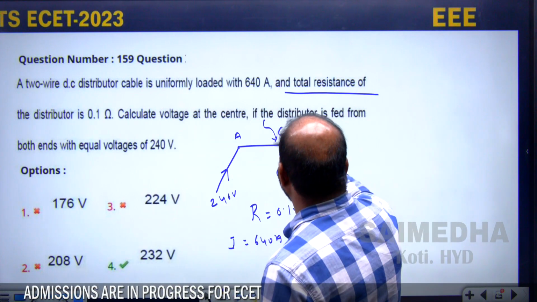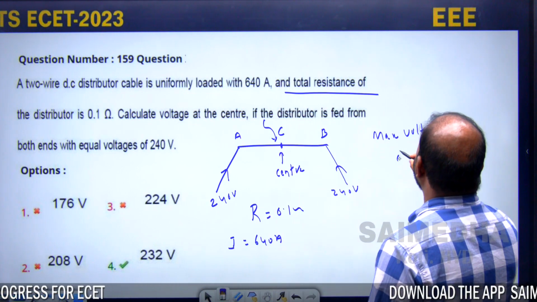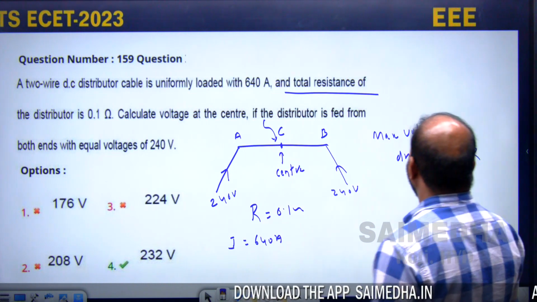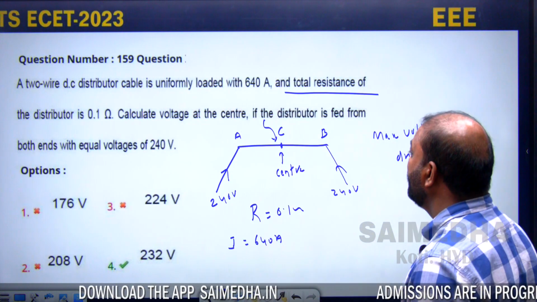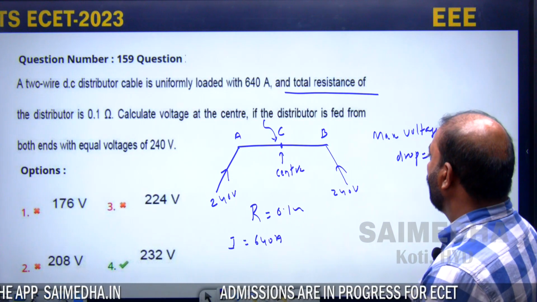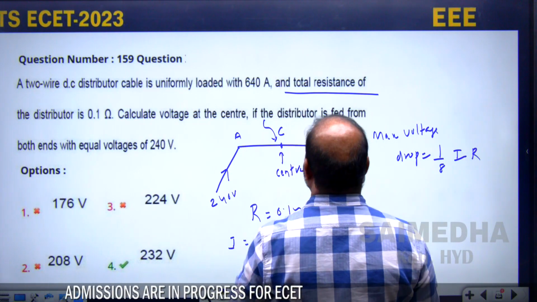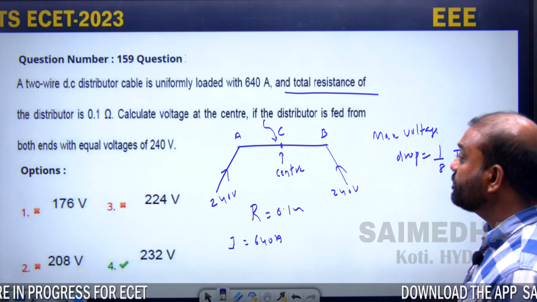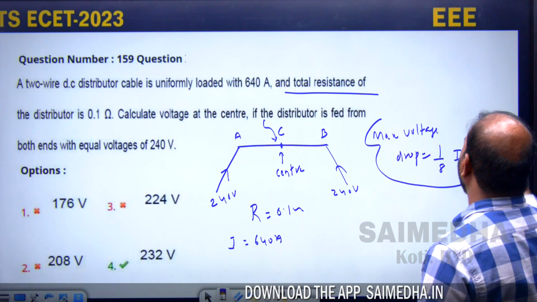Actually, at center maximum voltage drop occurs. What about the maximum voltage drop here? See, maximum voltage drop is given by 1/8 into I into R. Why? Because this is the case where the distributor is fed with equal voltage at both ends, also with uniform loading. For example, if the distributor is fed at only one end with uniform loading, in that case the maximum voltage drop will be 1/2 into IR. But here it is fed at both ends with uniform loading. That's why I am going to use this expression, maximum voltage drop equals 1/8 IR.